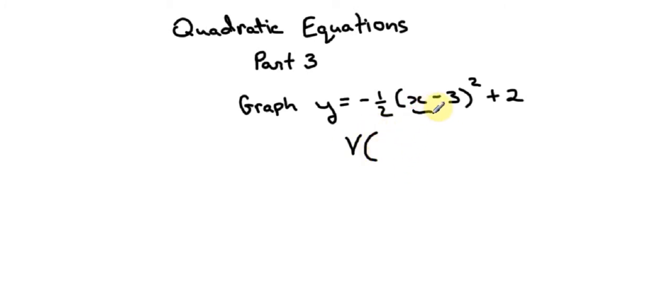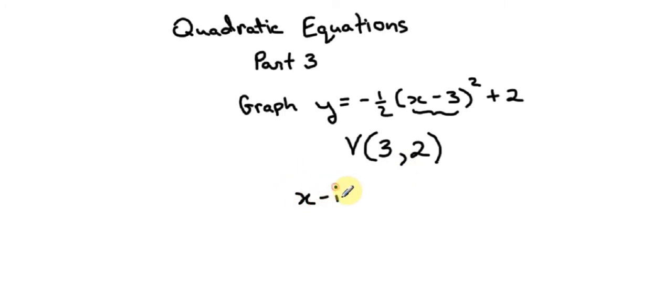Now the trick is, where does this become 0? And that's at 3. If we plug that into our function here, we get 3 minus 3, 0 squared, which is 0, times negative a half, also 0, plus 2. So there's our vertex.